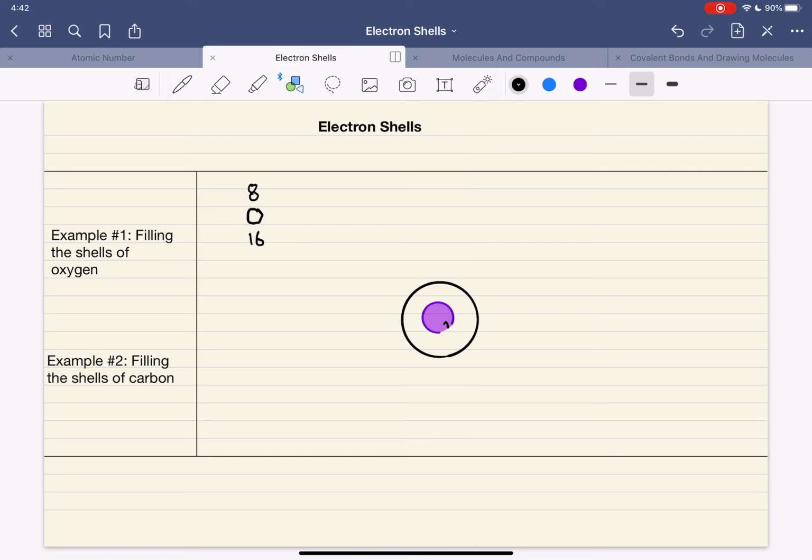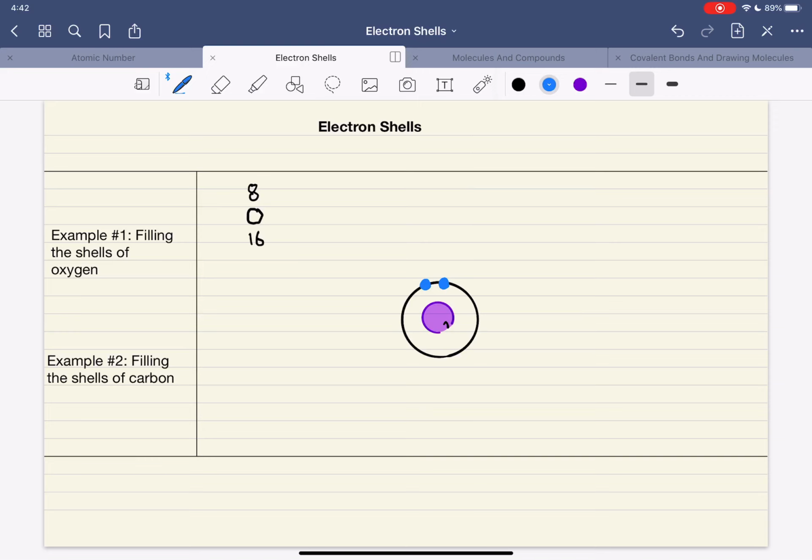So remember, shell number 1 holds a maximum of 2 electrons, but we need to get all the way to 8. So we're obviously going to fill shell number 1. Let me pick a different color for electrons. Let's go with blue. And I'll draw my electrons as little blue circles. So, electrons 1 and 2 are located in the first shell. And there we go. It's full with a maximum of 2 electrons, but we have 6 more to go.